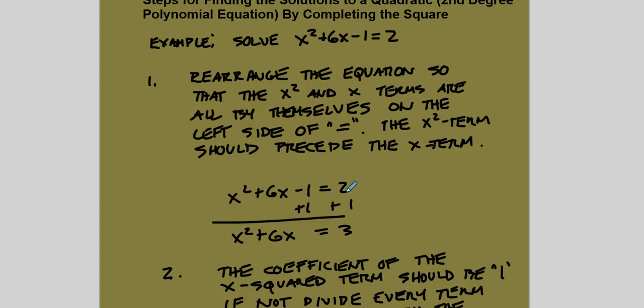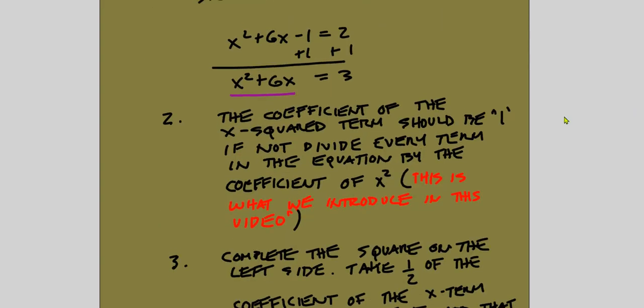So I started with this. In this case, all I'm doing is adding 1 to both sides, so now I have isolated the x squared and x term, and the x squared term should precede the x term. Okay, so we have not done this yet in my previous videos, but the coefficient of the x squared term should be 1. If not, you have to divide every term in the equation by the coefficient of x squared. And this is what we're going to do in this video shortly. For this equation, the coefficient of x squared already is 1, so you don't need to do this.